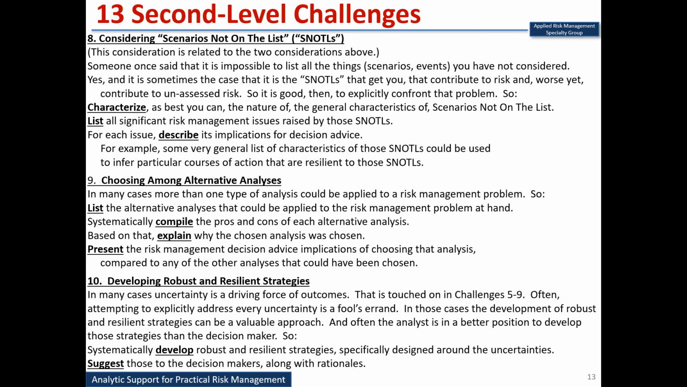So it's never a bad idea, in this evaluation of challenges, to have one of the sections, half a page to a page, to talk about how the uncertainties are such, and the scenarios not on the list are such, and alternative analyses are such that, whew, it's probably a good idea to consider ways to introduce robustness and resilience into your courses of action and suggest those decisions.